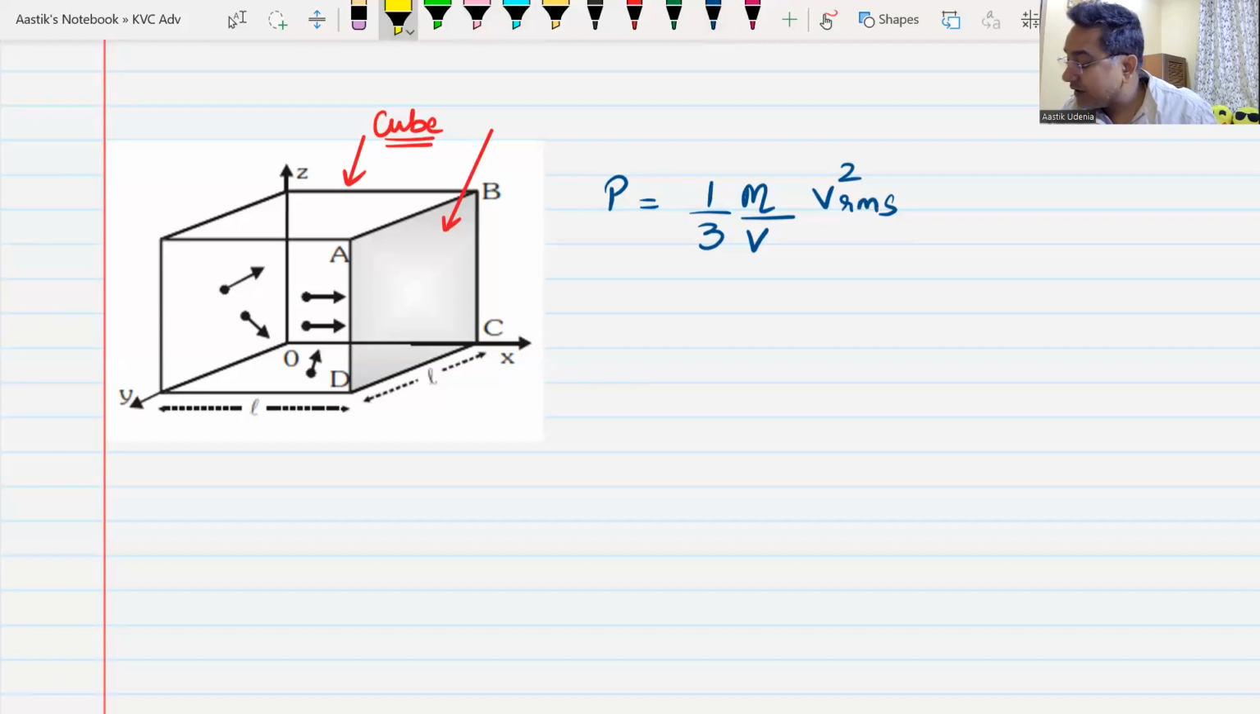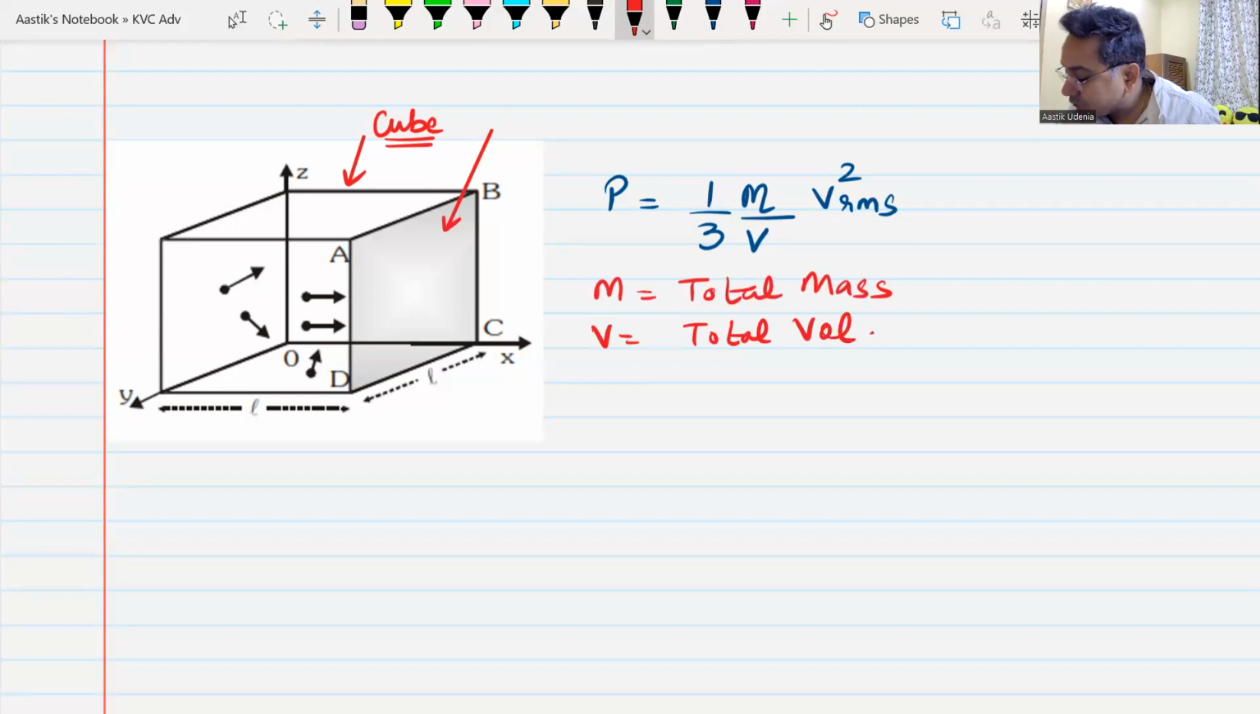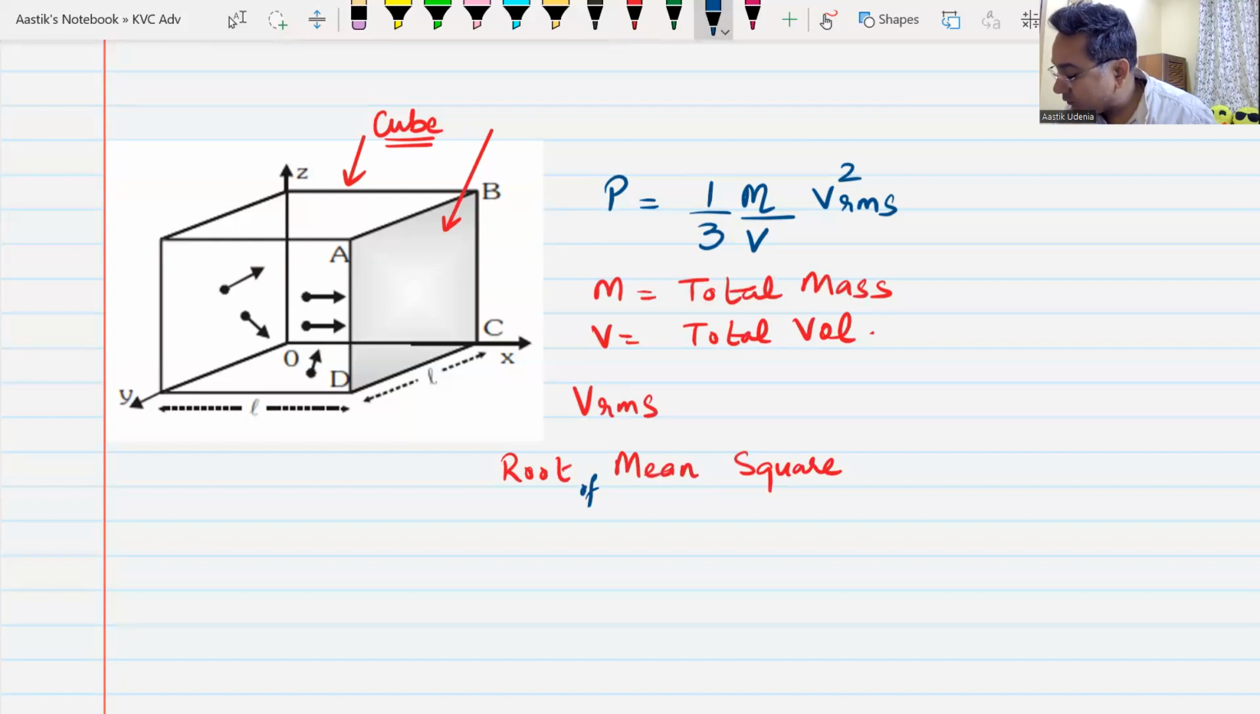Have you heard this term RMS velocity? Yes, sir. So, first of all, we'll try to understand each and every term here. M means the total mass of the gas. Do we understand this? Yes, sir. V means total volume of the gas, total volume of the container. Now, what is this V_RMS? V_RMS is known as the root mean square velocity. I remember it in this way. It is the root of mean of square of velocity.